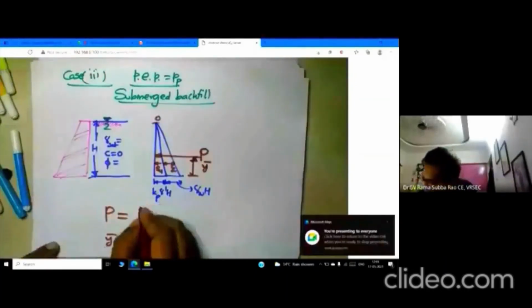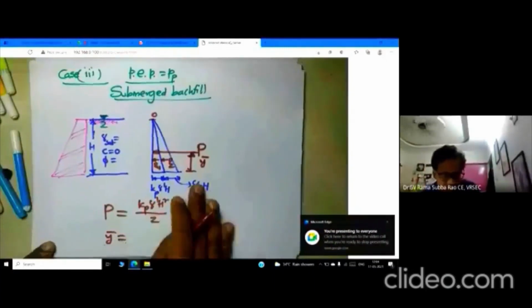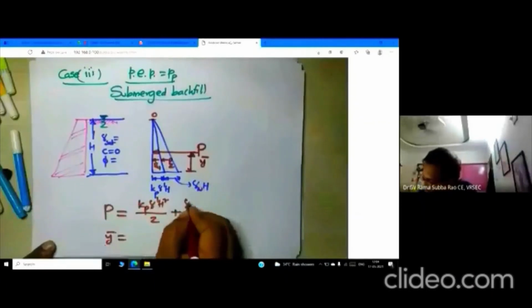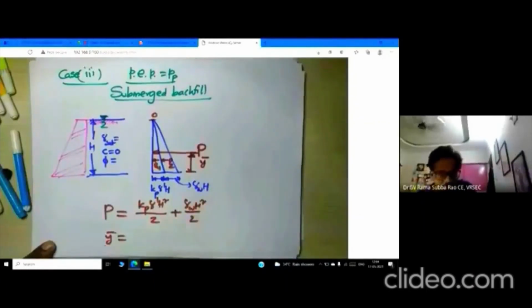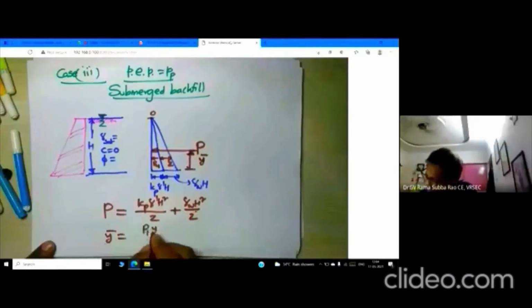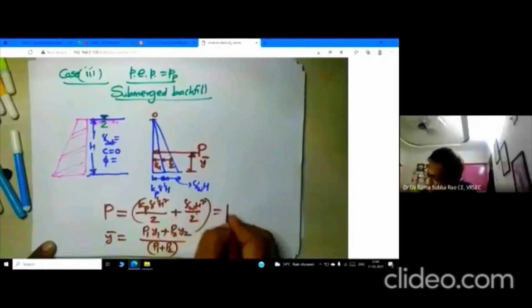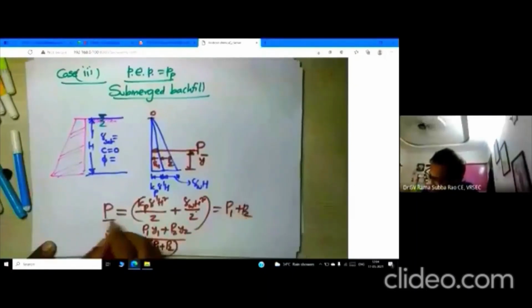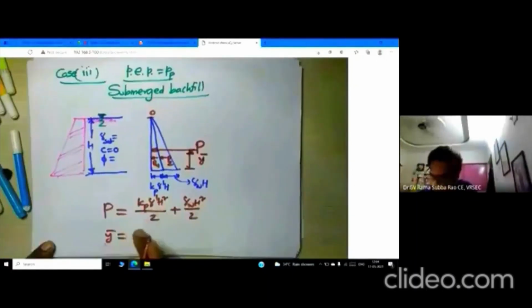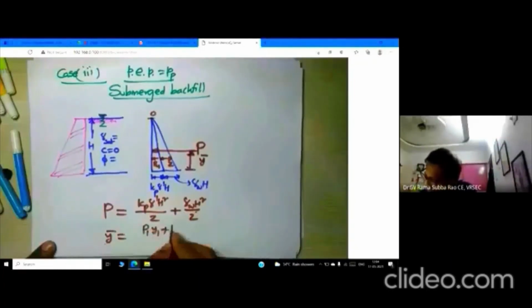So P is equal to Kp into gamma dash, gamma W H square by 2. See, they are writing like experts, they are not like me. Now what about y bar? This will be P1 plus P2. Now P1 y1 plus P2 y2 by P1 plus P2, which is nothing but P only. Sometimes people write P1 plus P2. What is P1 plus P2? P only.